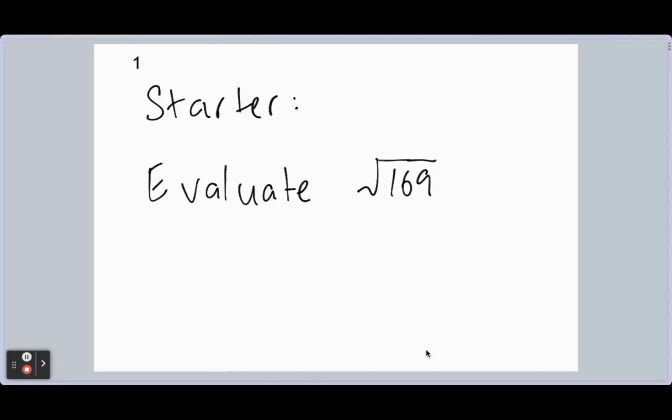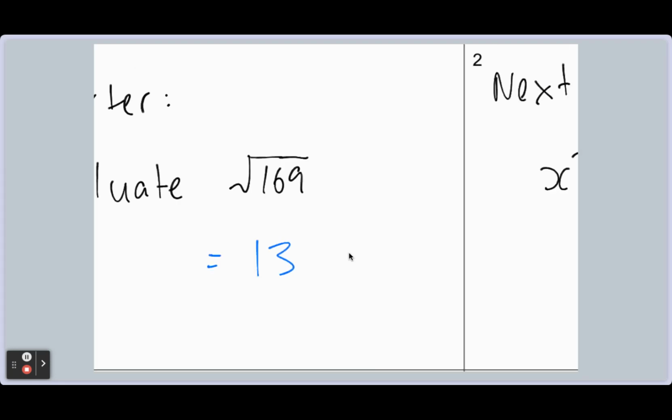Okay, you've either done that or you haven't. You've evaluated the square root of 169, and hopefully, well, what do you get from it? What is the square root of 169? 13. Yep, so it's just that. No tricks. That is equal to 13. The square root of 169 is equal to 13.